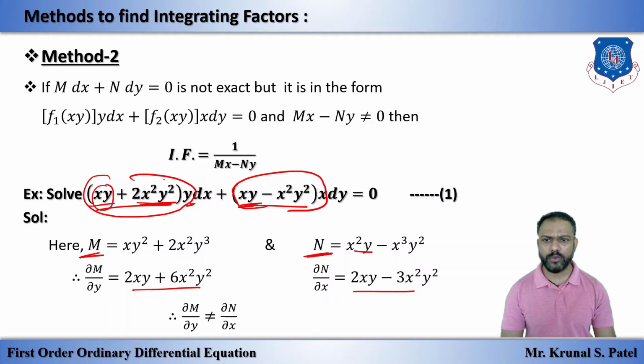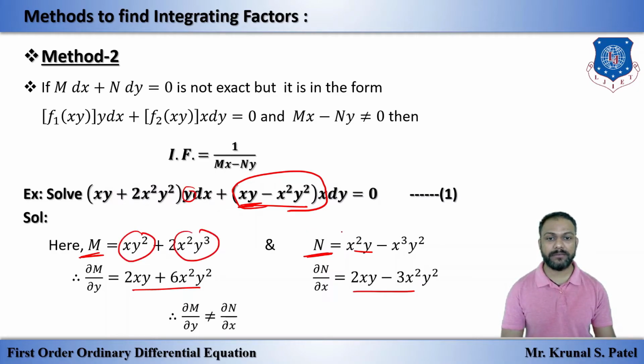Sir, degree 2, degree 4 are different, and if we multiply y inside this, we have degree 3, degree 5, here degree 3, degree 5, not the same. So it's not homogeneous. So now we'll think about this form, function of xy.